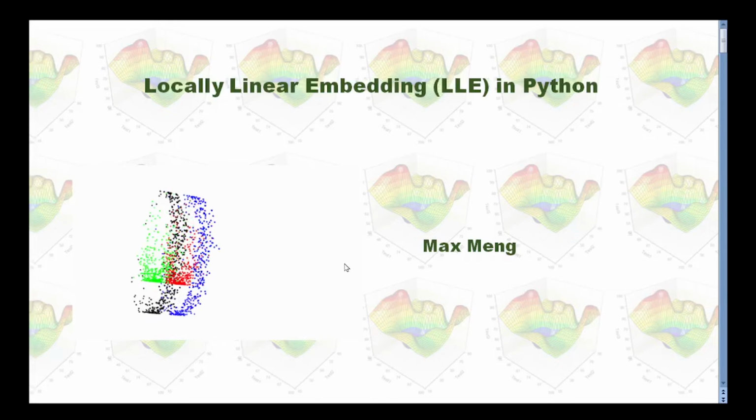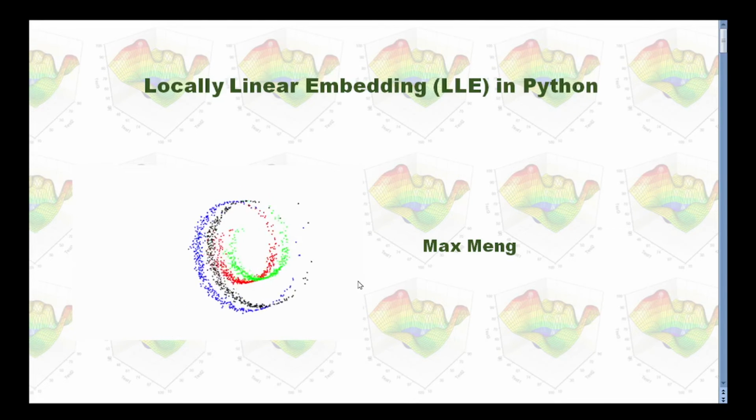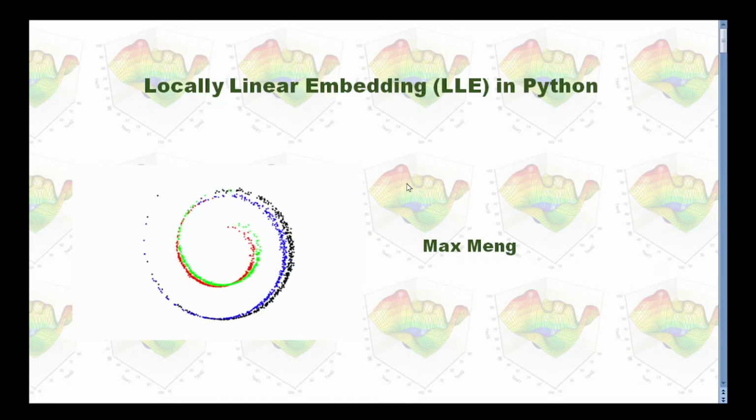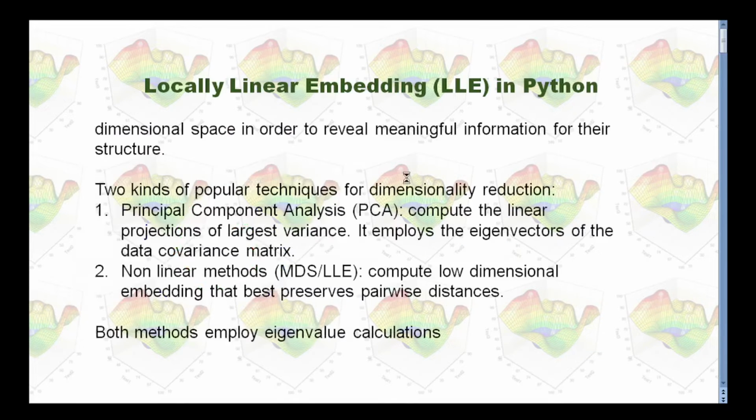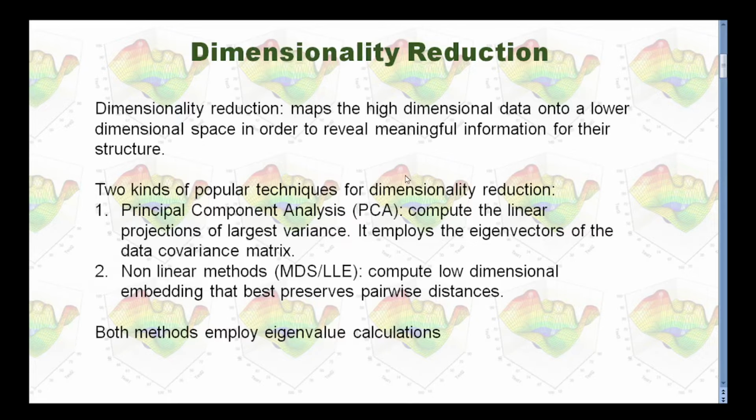This time, I'm going to talk about locally linear embedding, or LLE, in Python. LLE is one technique for dimensionality reduction. Dimensionality reduction maps high-dimensional data onto a lower dimensional space in order to reveal meaningful information about their structure.